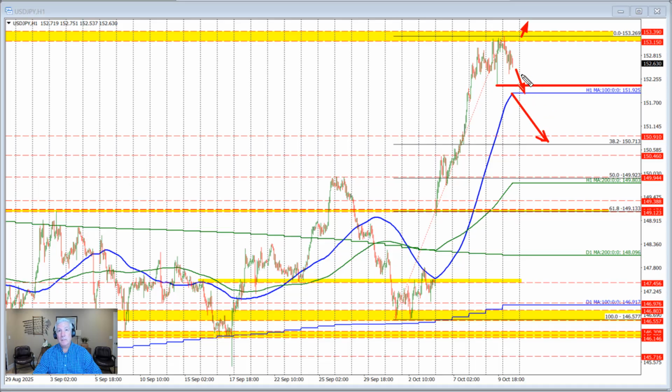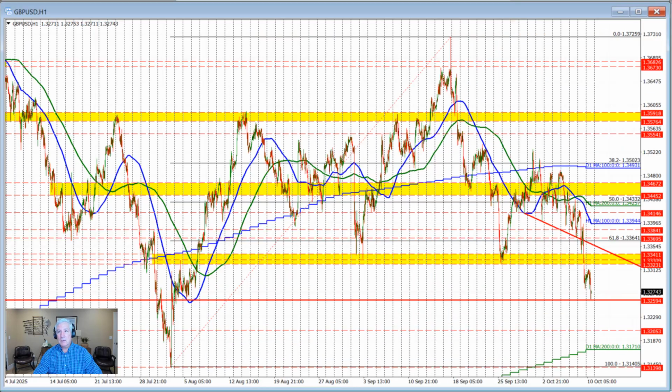Conversely, we could find dip buyers against this level, continue to find buyers against this level, and rotate up through the 153.39 level. So the battle's going on. What are your thoughts? Are you more bullish on the dollar versus yen, or do you see some corrective action coming in that currency pair? That's the key question for that currency pair.